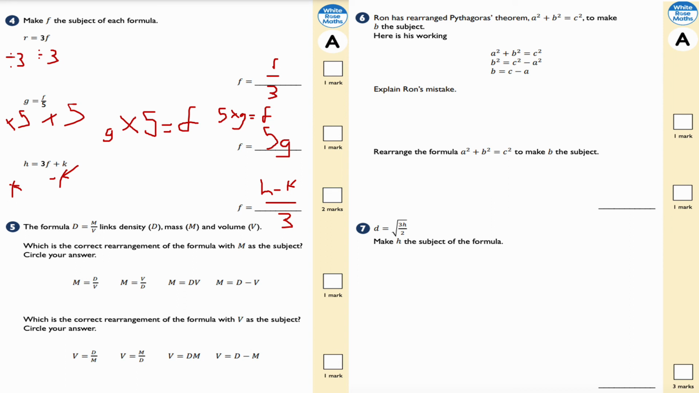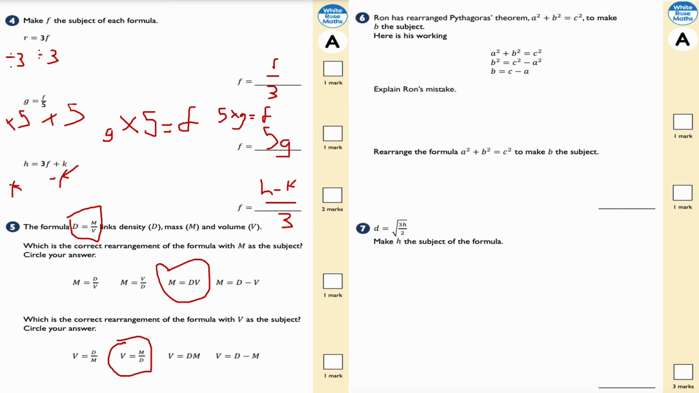Question number 5. The formula density equals mass over volume links density, mass and volume. Which is the correct rearrangement of the formula for M as the subject? M is D times V, timesing both sides by V to get M on its own. Which is the correct rearrangement for V? Times up by V, divide by D. So it's M divided by D that gives me the volume. These all mean the same thing, just written in a different way. This one's to work out density, this one's to work out the mass of an object, and this one's to work out the volume of an object, given its mass and its density.